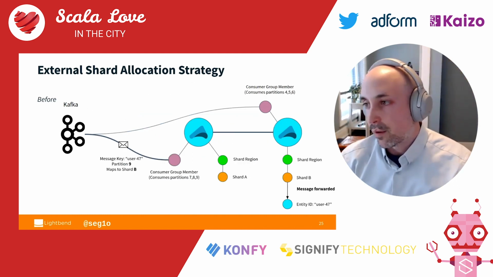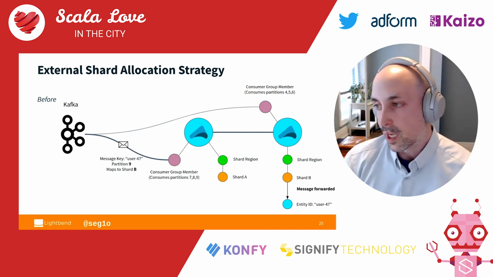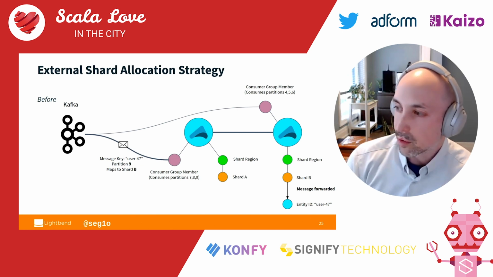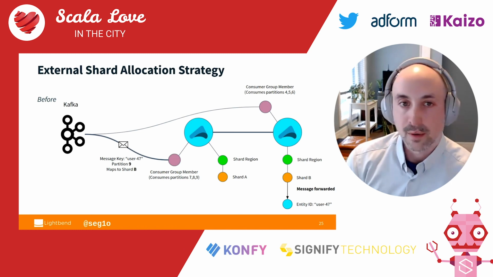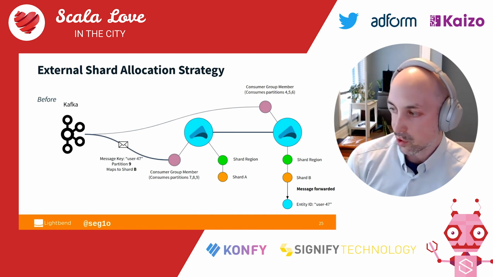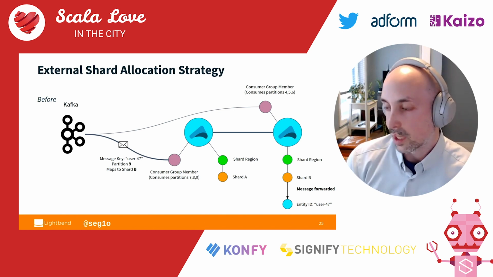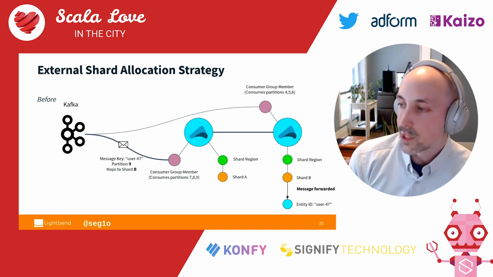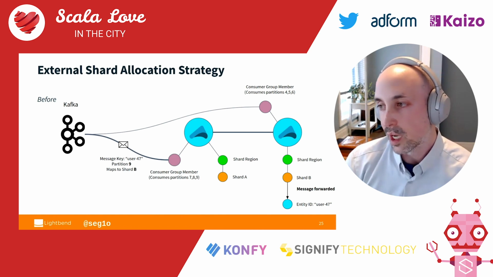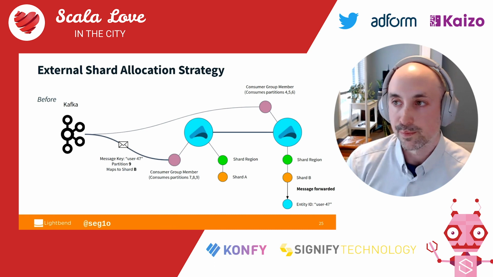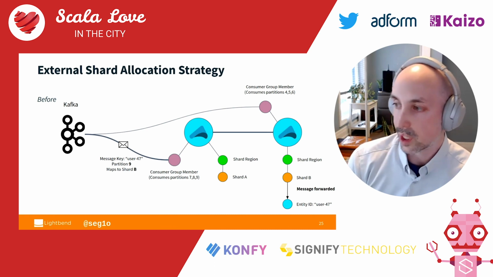So in this case, we have a Kafka cluster, and we have just two nodes represented, and there's two Kafka consumers running. So on this first node, we have a Kafka consumer group. It's assigned partitions 7, 8, and 9, and so it's obviously consuming messages that are on that partition. But when it receives this message, it has a message key, which we also use as our entity ID, and we have a similar user sharding function to assign this message to a shard.